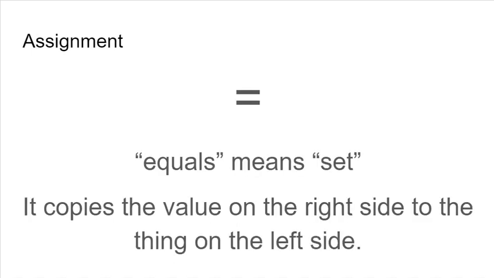All right, what else have we got? The equal sign. Equals means assign or set. And it's not quite as simple as you might think. You might say, I see that in math all the time. Well, in computers, it means maybe something a little bit different from what it means in math. So the single equal sign is used to assign a value to something. It really means copy the value on the right side of the equal sign and put it into the thing on the left side of the equal sign.